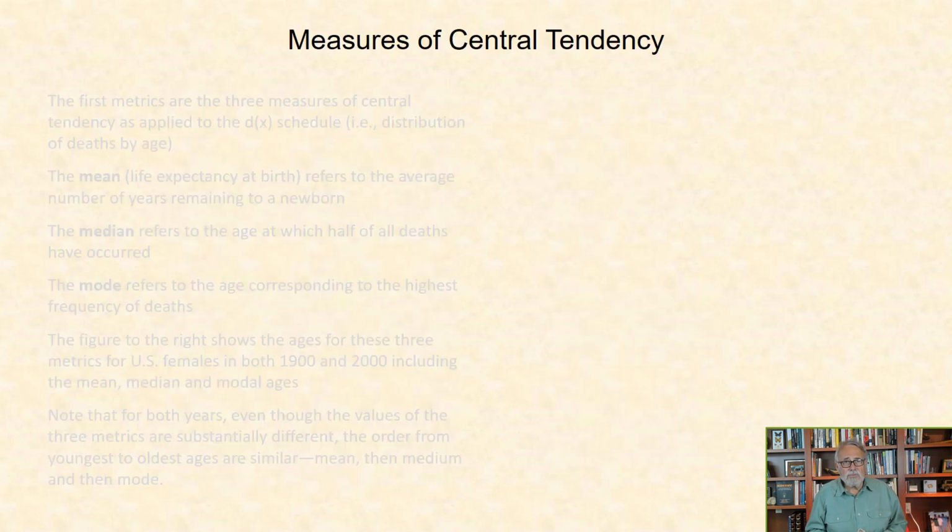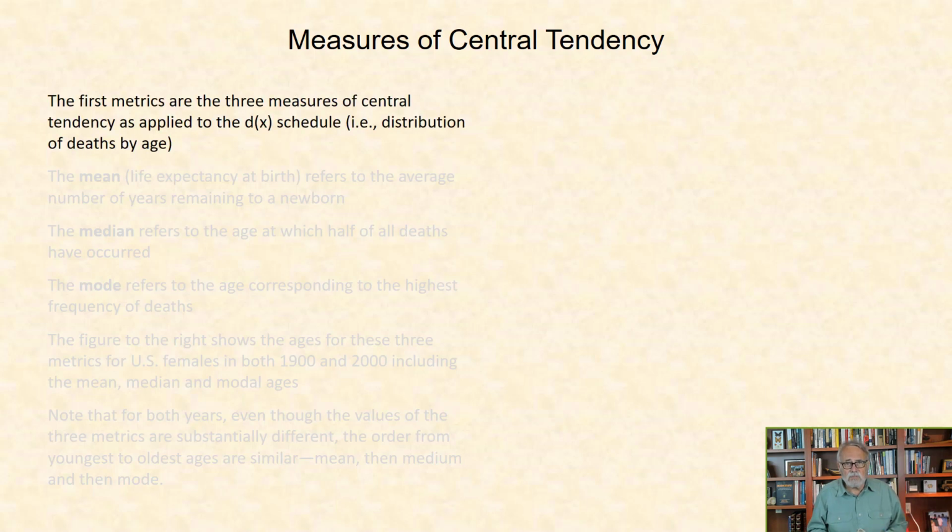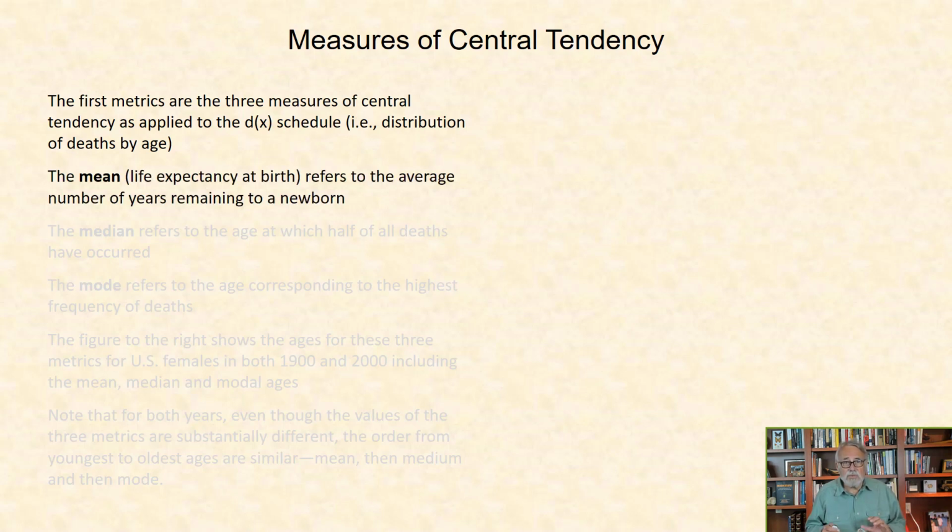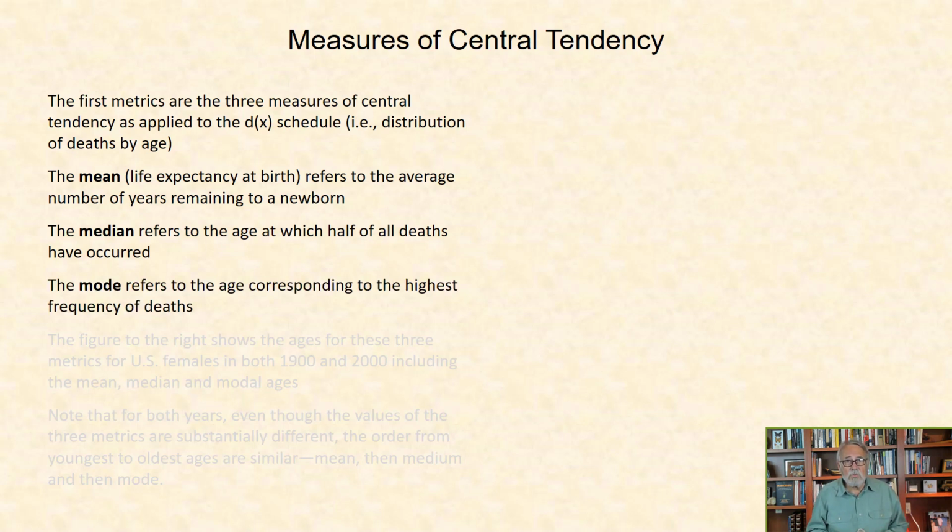The first are the 3 measures of central tendency that are applied to the dx schedule, or distribution of deaths by age. The first is mean, which is also life expectancy at birth. It refers to the average number of years remaining to a newborn. Median refers to the age at which half of all deaths have occurred. And mode refers to the age corresponding to the highest frequency of deaths.